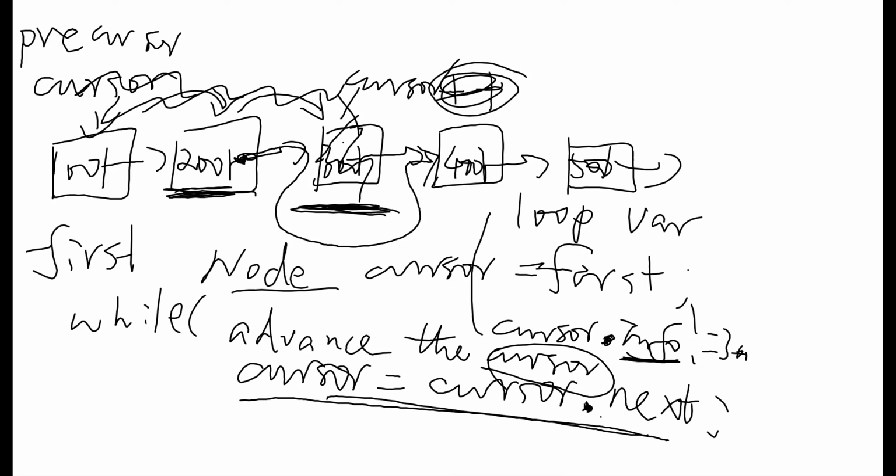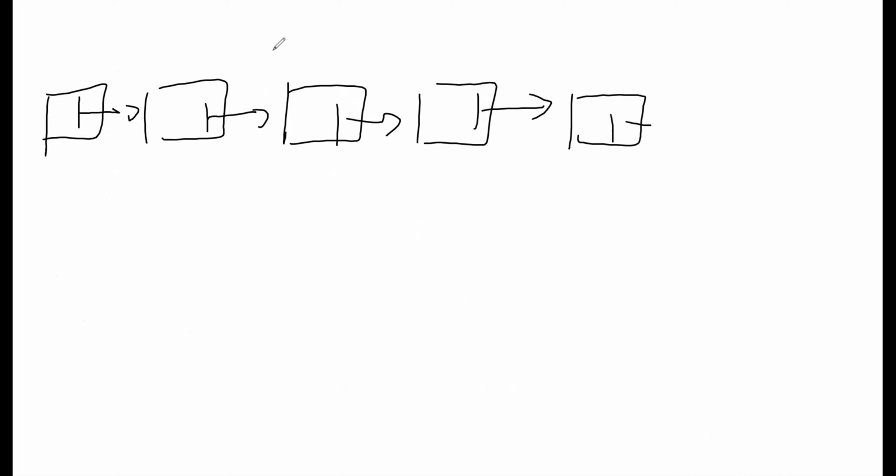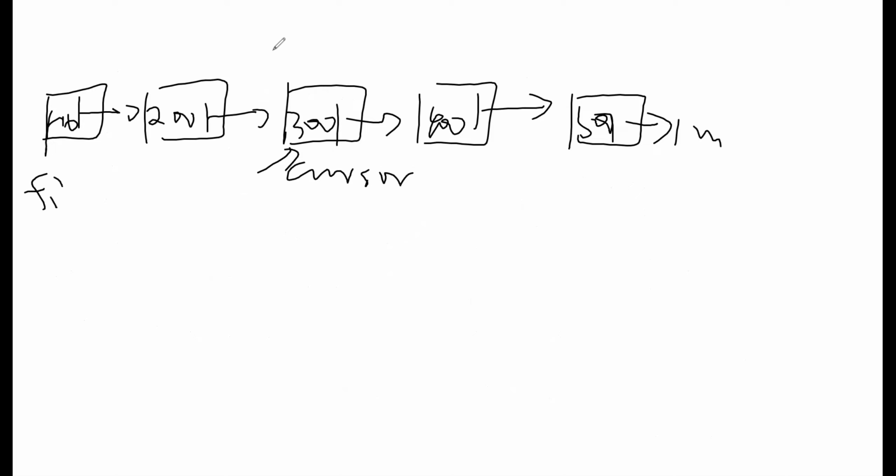Let me erase everything and redraw it. That's compared with our whiteboard in the classroom; it's not big enough here. So I have 100, 200, 300, 400, and 500. And here we have our cursor. We located it here. And always remember, cursor starts at first.